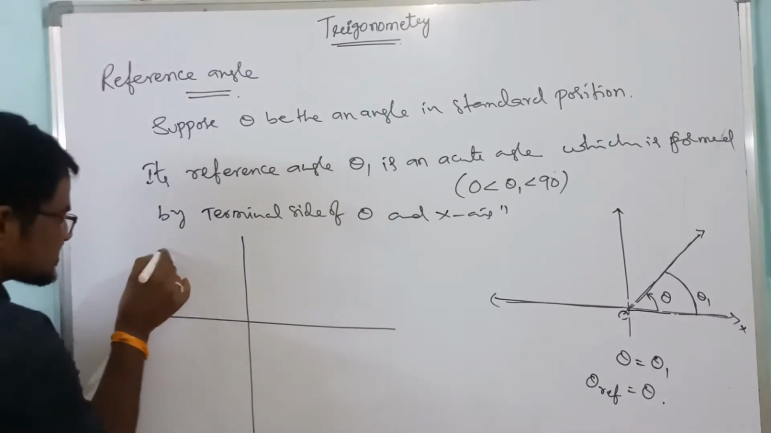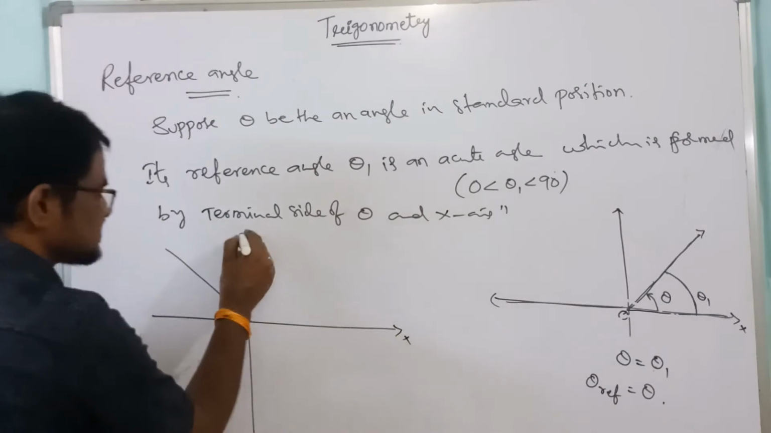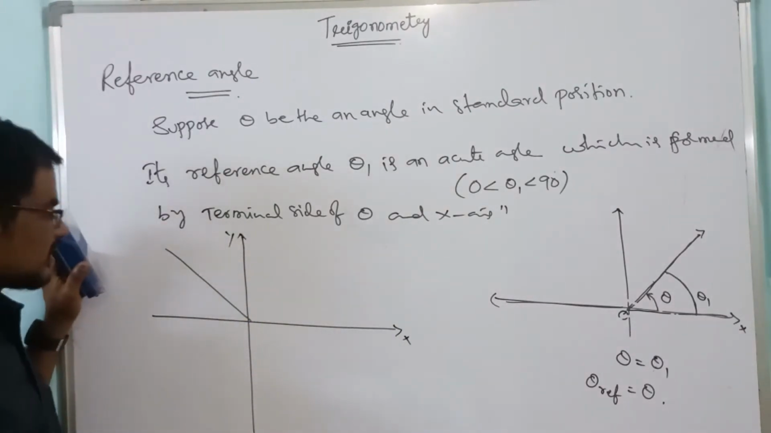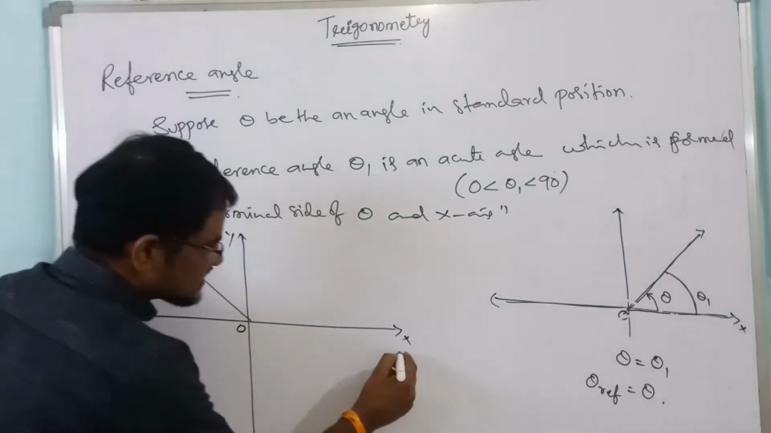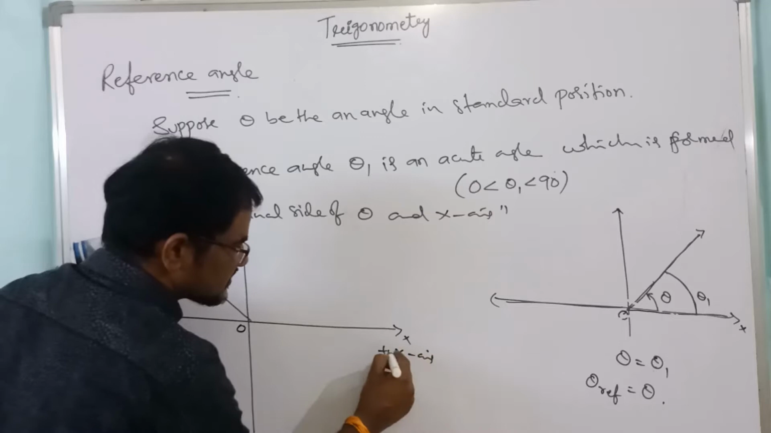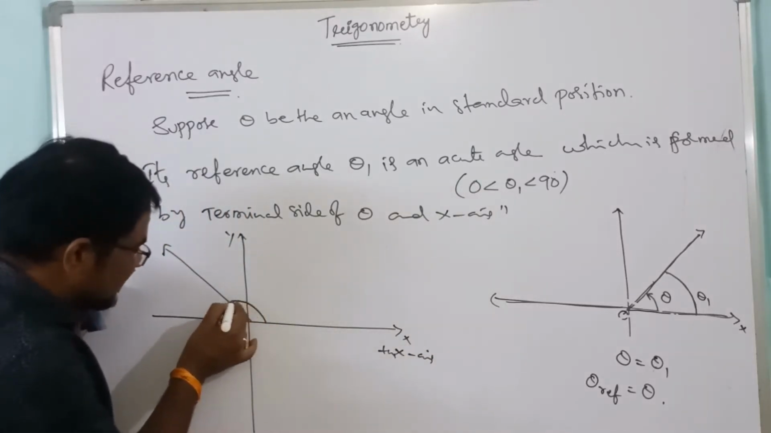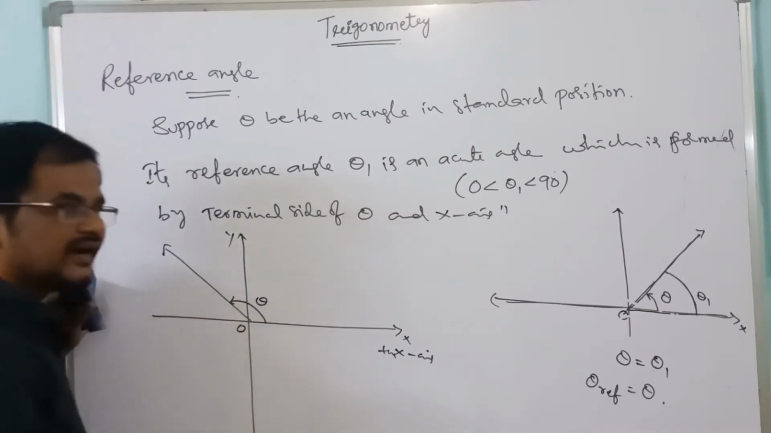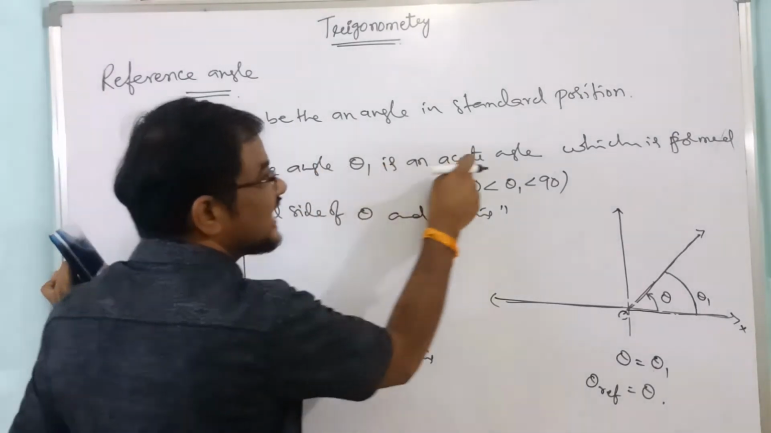Suppose the angle is in the second quadrant, like this. This is the x-axis, and this is the y-axis. This is the terminal side. This is the positive x-axis, which is the initial side. This is angle theta. What is the reference angle of theta? The reference angle of theta is an acute angle.